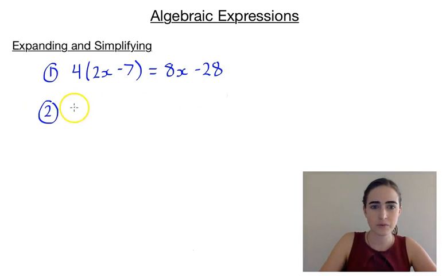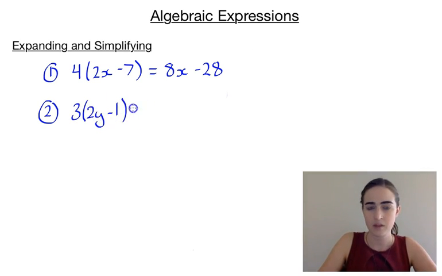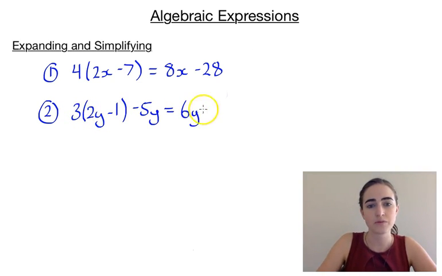In our second example, we've got 3 outside of 2y minus 1, minus 5y. Alright, so we want to expand this bracket out first, and then we can collect like terms. So we're going to go 3 times 2y will give us 6y. 3 times minus 1 will give us minus 3. And then we've still got this minus 5y on the end. And then we can simplify. So we've got our 6y and our minus 5y are like terms. So 6y minus 5y just leaves us with 1y, and we've still got that minus 3.